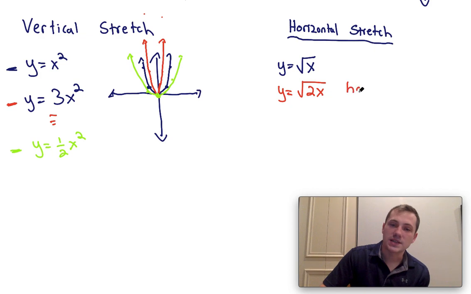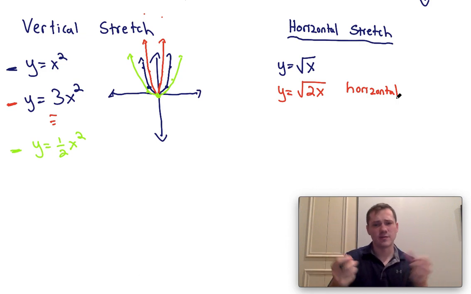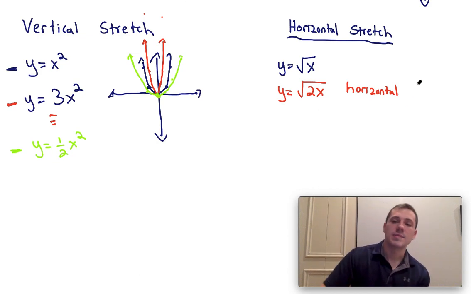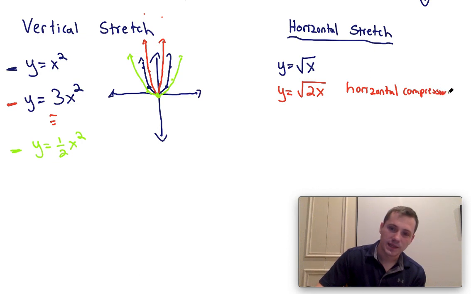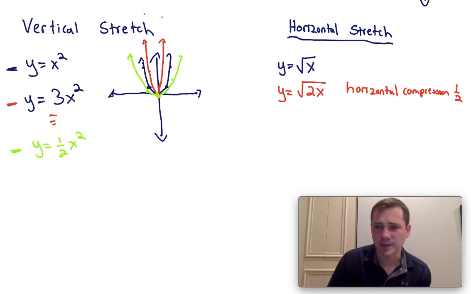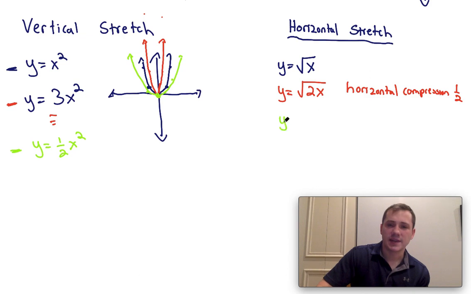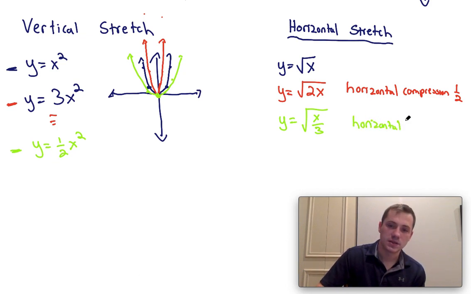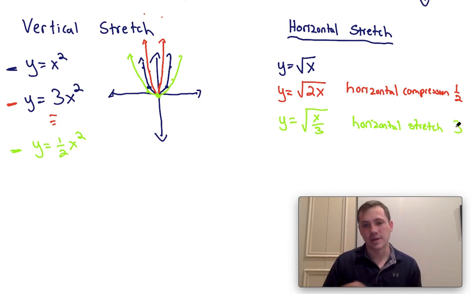So this would be a horizontal compression of 2, or a horizontal stretch of 1/2. So it's the opposite. Just like plus 3 was left 3, it didn't really make any sense. I'm going to call this a horizontal compression by 1/2, but really your teacher will be very specific with the wording. And then on the other hand, if I had something like y equals the square root of x over 3, that's going to be a horizontal stretch by a factor of 3.